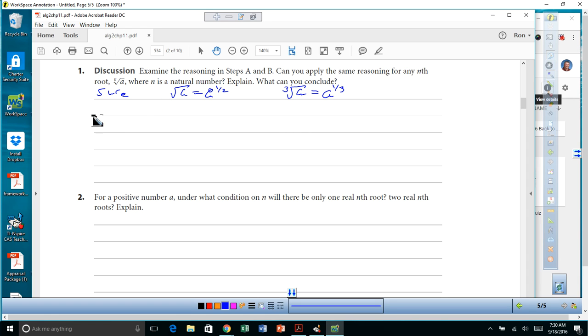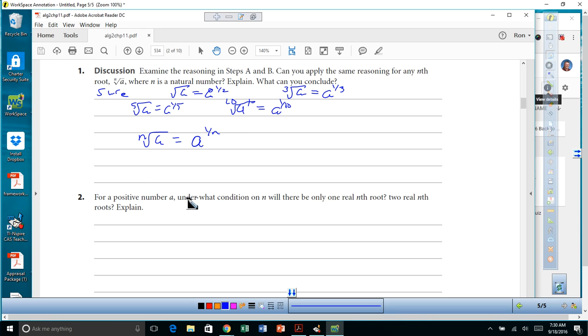So by extension, the fifth root of a would be a to the 1/5. Also, the 10th root of a would be a to the 1/10. Again, by extension, the nth root of a would equal a to the 1/n.